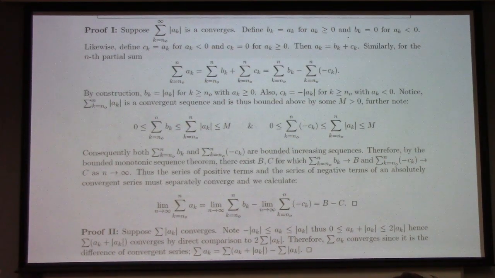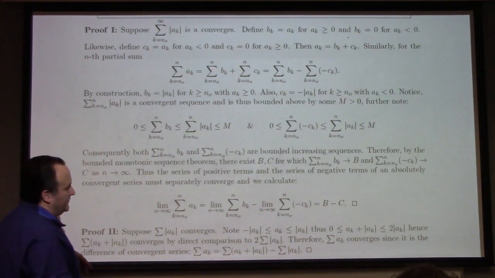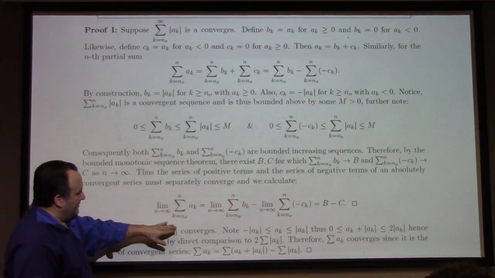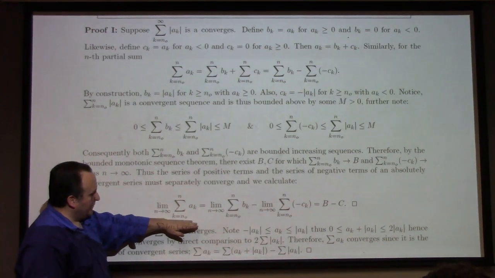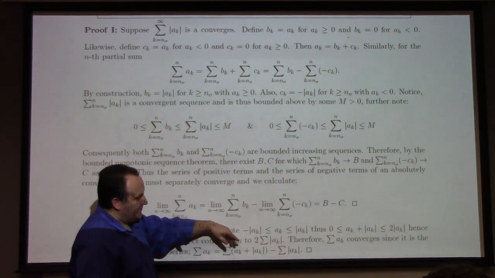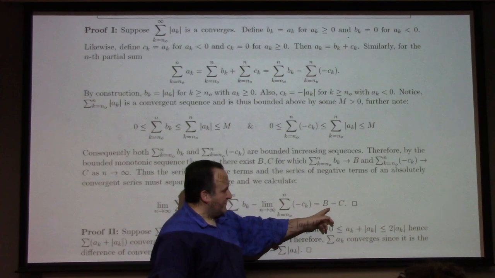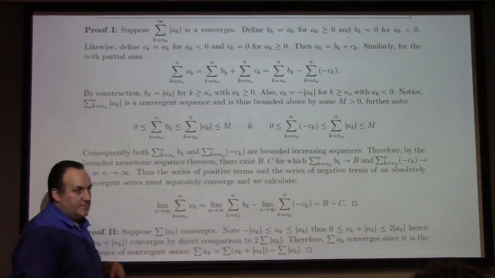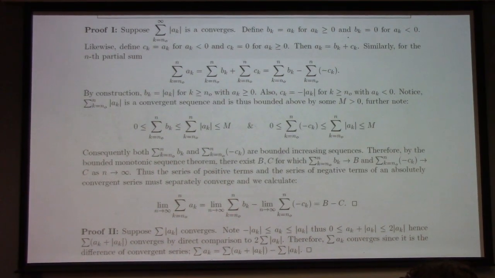And so in my proof, I take the given series and I separate it into its positive part and its negative part. I argue that those separately must converge, and that the limit of the sequence of partial sums for the whole series has to be the difference between the sum of the positive partial sum and the negative partial sum. Of course, if you add together all the negative terms, you get a negative value, c, and so b minus c is actually a positive thing. That's my proof. It's kind of complicated.